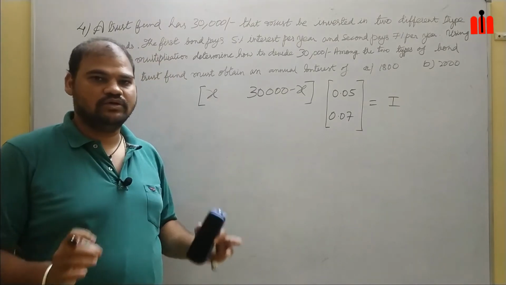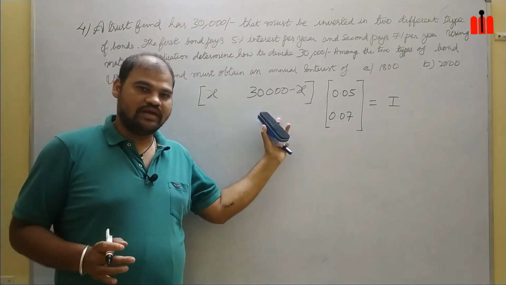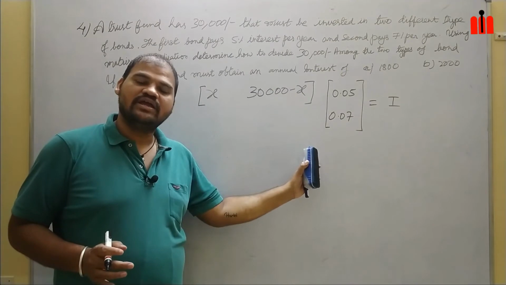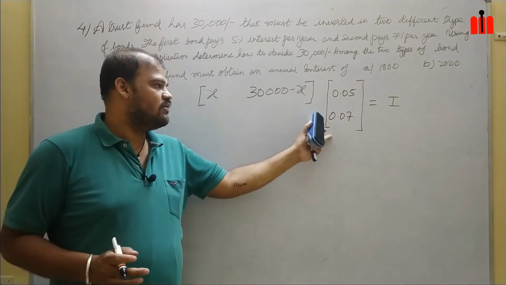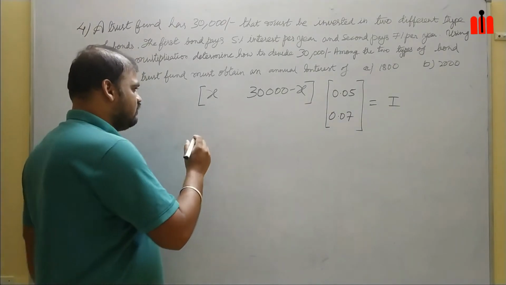Okay, amount into rate of interest. So this is my amount matrix. The amount matrix is my row matrix, and the column matrix is my interest matrix. Now we have to multiply these two to get interest. So what it will be?